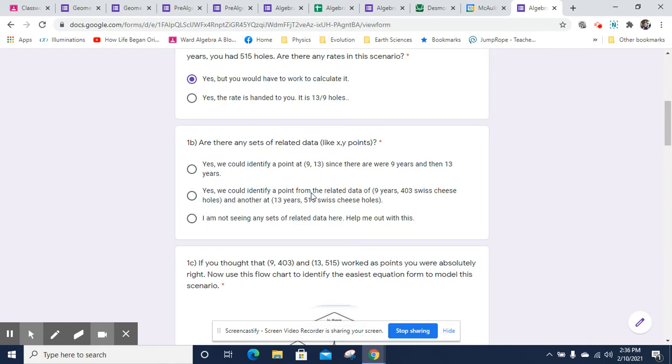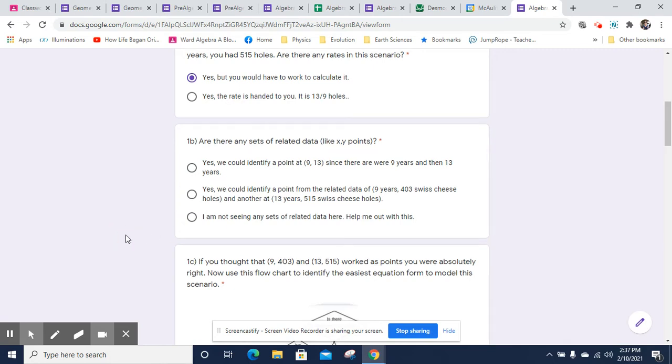Yes, we could identify a point from the related data of 9 years and 403 Swiss cheese holes, and another at 13 years, 515 Swiss cheese holes. And that makes more sense because 9 years and 13 years, those are our times, those are our inputs, and the outputs are 403 Swiss cheese holes and 515 Swiss cheese holes.